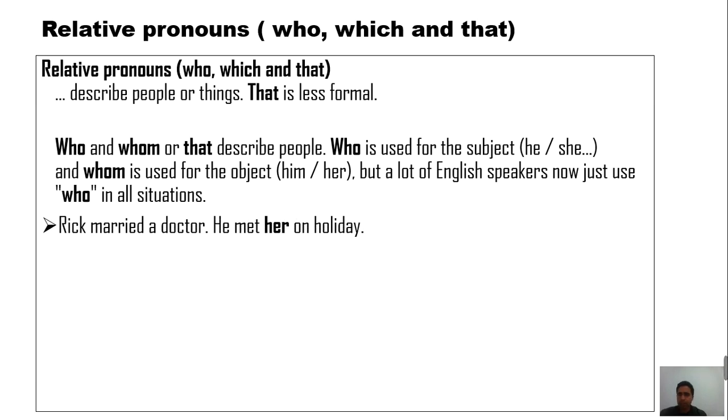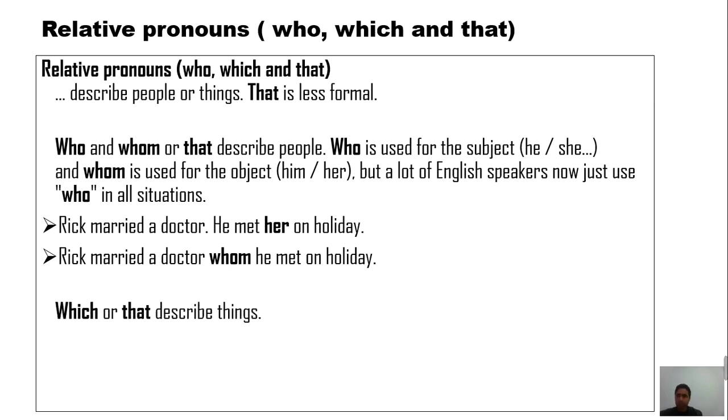Now let's look at this example. Rick married a doctor. He met her on holiday. Now here, Rick married a doctor whom he met on holiday. So he met a doctor, so the doctor is an object here. So that's why we used whom.